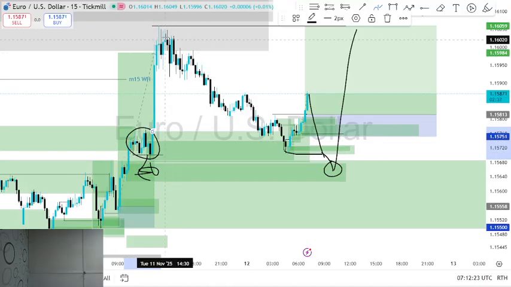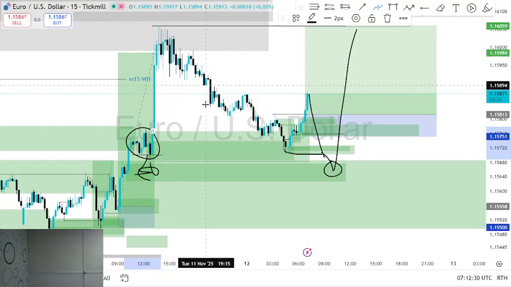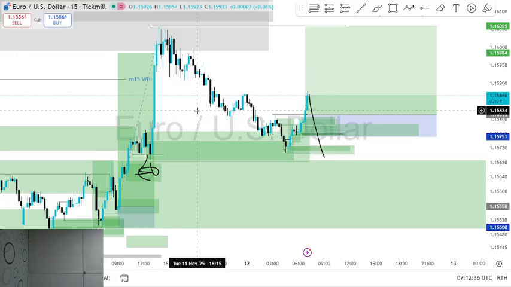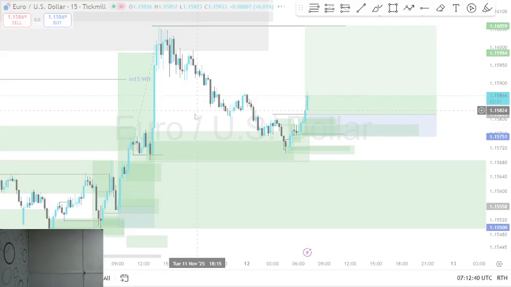However, the P bid, which is the pullback inducement, doesn't necessarily have to be built on the same time frame. So what happened was I went to the 5 minutes. The pullback inducement, the P bid, can be built on this time frame.